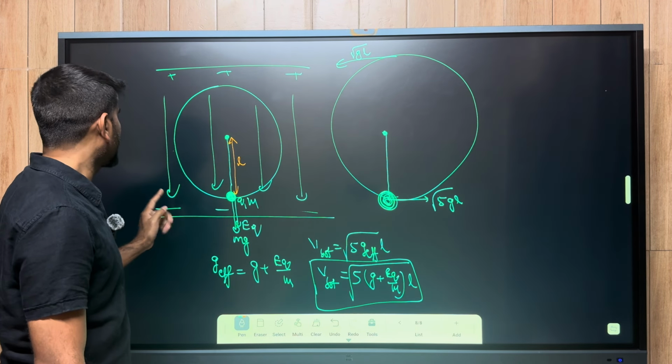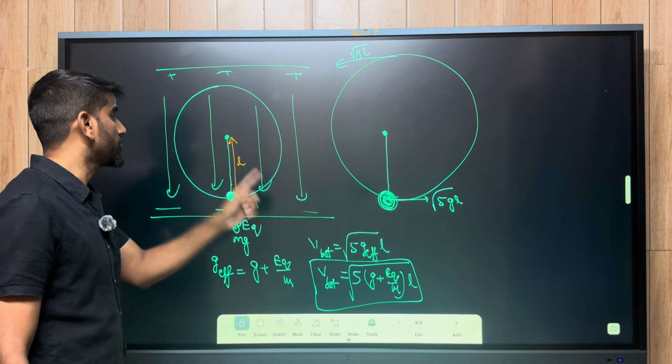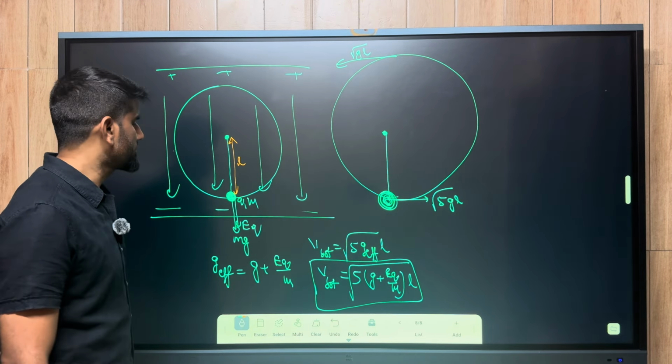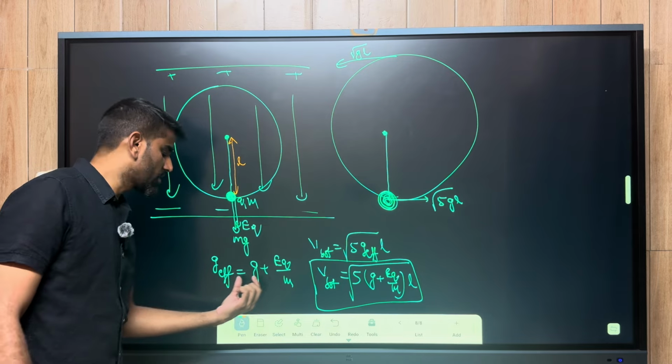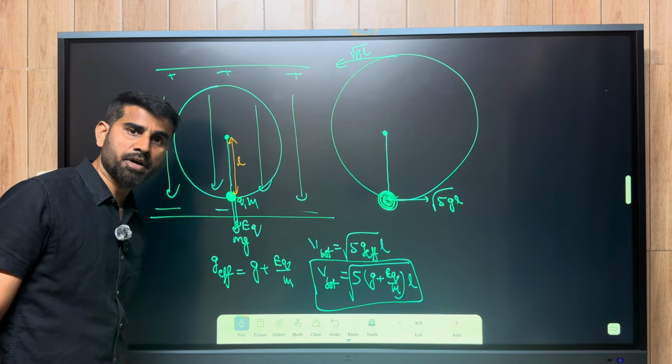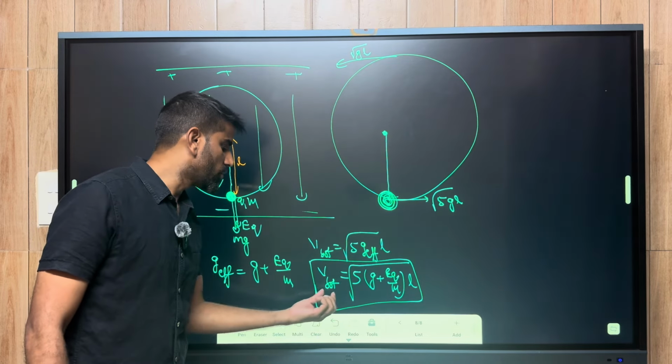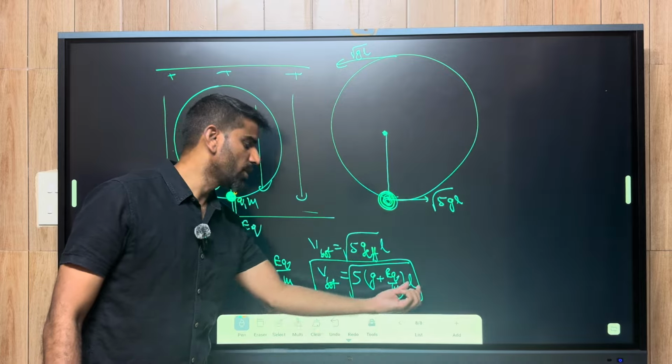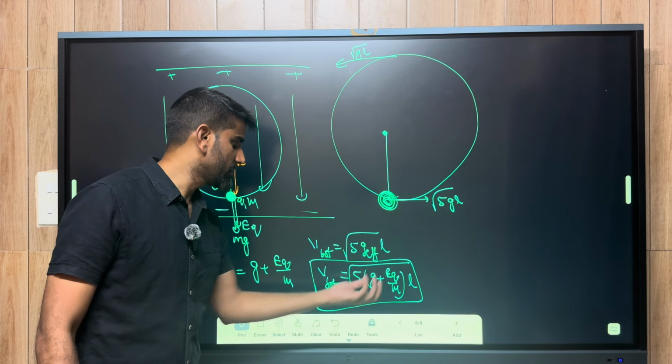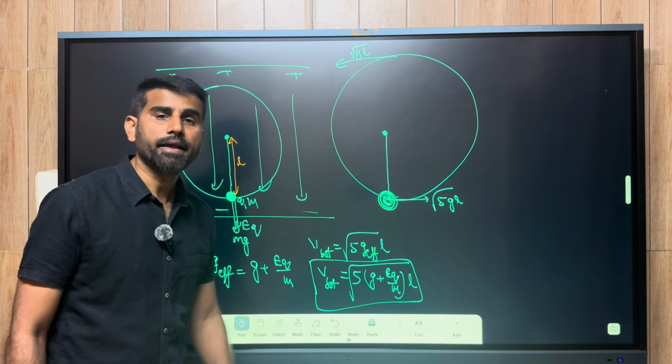Let's say this electric field is in upward direction. This plate is positive, this plate is negative. In such a case, the g effective equation would be g minus eq by m. And at the bottom it is root 5 times g minus eq by m into L. For gravity free space, it is again eq by m.